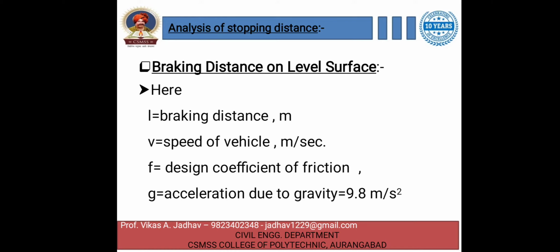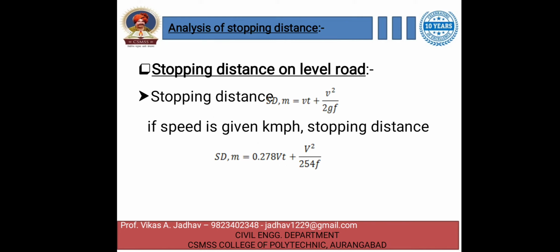Here L is the braking distance, v is the speed of vehicle in meters per second, f is the design coefficient of friction, and g is the acceleration due to gravity. If it is not given, then we consider it as 9.8 meters per second square. Then the stopping sight distance on level ground, as we had seen, is the sum of lag distance plus braking distance, so we have to add both the distances. So stopping sight distance will be equal to vt plus v square upon 2gf.